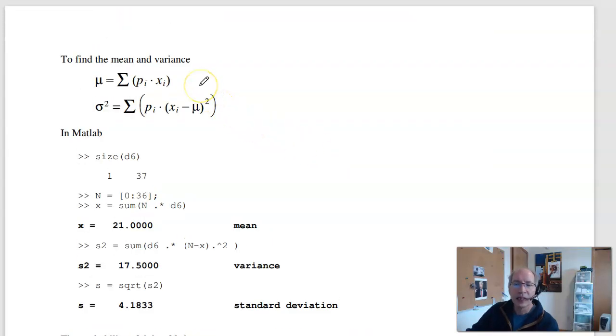To find the mean and standard deviation, the mean is just the sum of the probability times X. The variance is the probability times how far X is from the mean, squared.